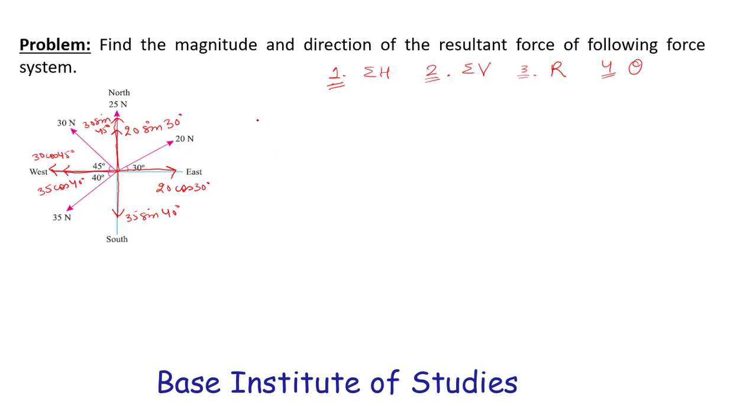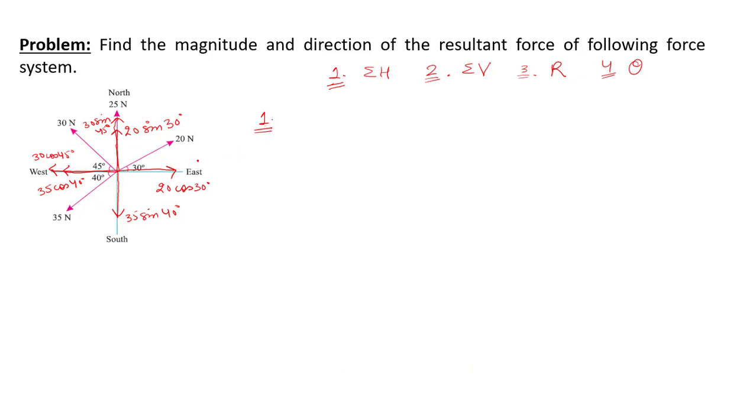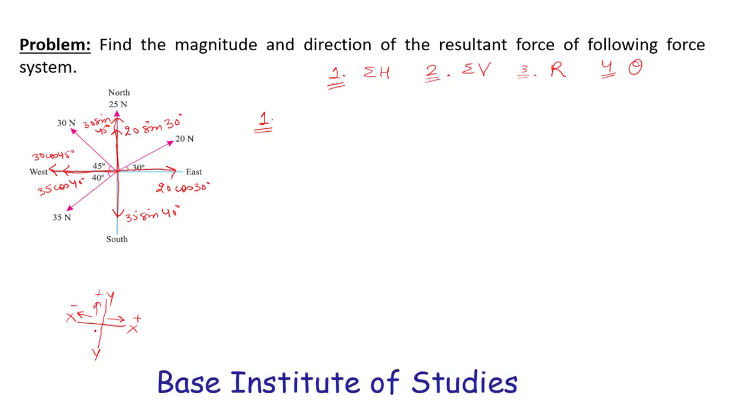Now for the first step we have to add all the horizontal components of this force system, taking into consideration the sign. Let us say if this is the xy axis, then the force acting in this direction will be positive, in this direction will be negative, in this direction will be positive, in this direction will be negative. So taking these signs into account, we are now going to add all the horizontal components.